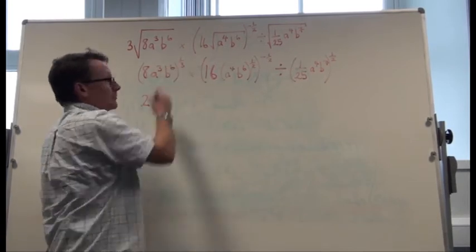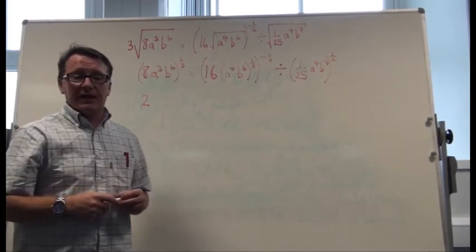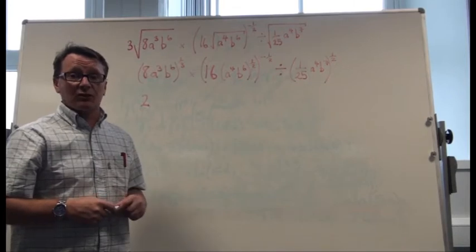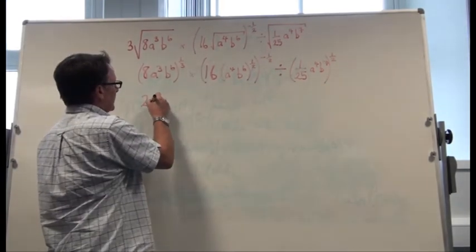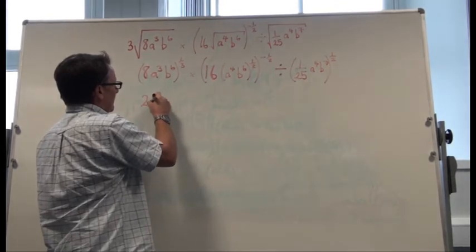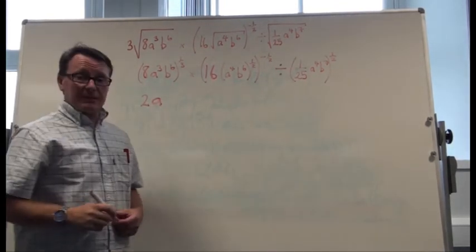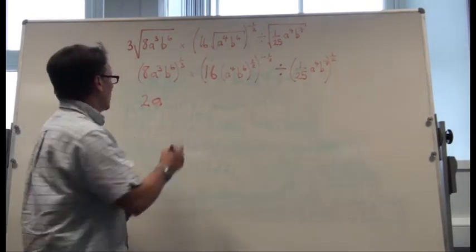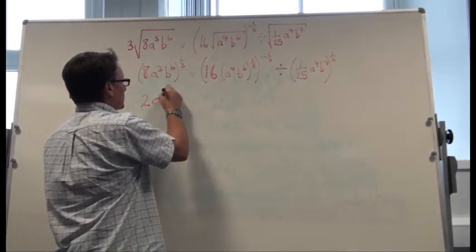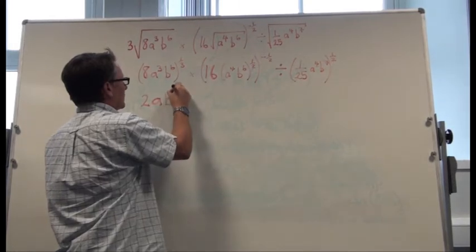A cubed to the power a third is a to the power 3 times a third, which is a to the power 1, or just a. And b to the power 6 multiplied by a third is b to the power 2, or b squared. We have b squared.